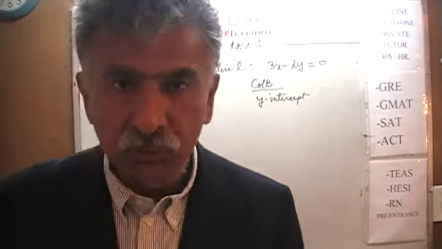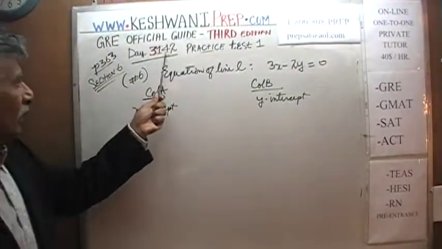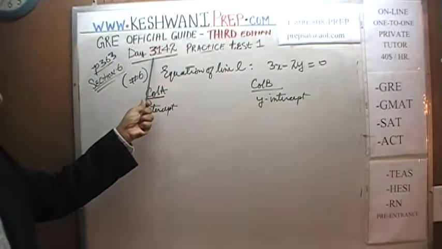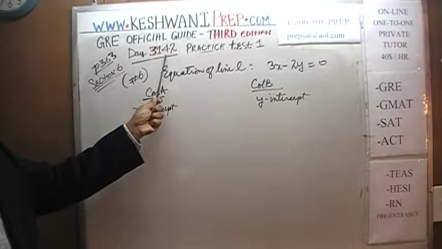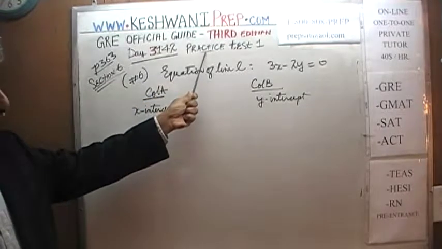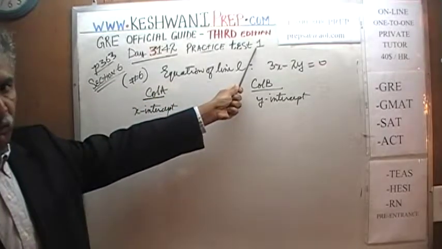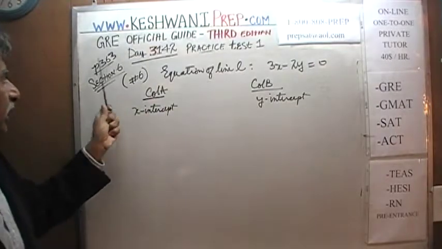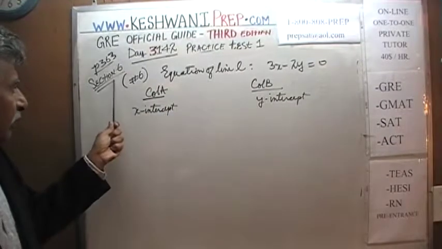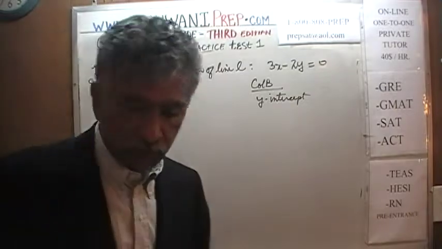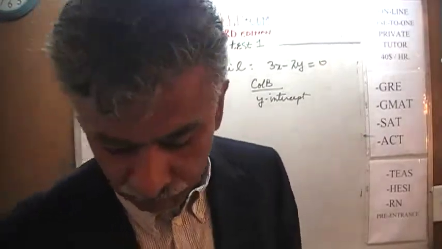Today is our lesson number 142. Day 3142. The 3 is to signify the fact that we're in the third edition. We are working on Practice Test number 1 that you will find at the very end of the book on page 363. Section number 6. We'll start from question number 6.